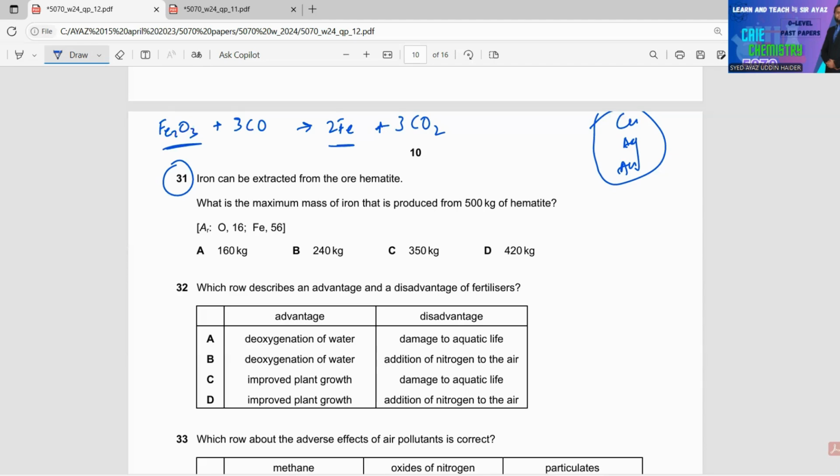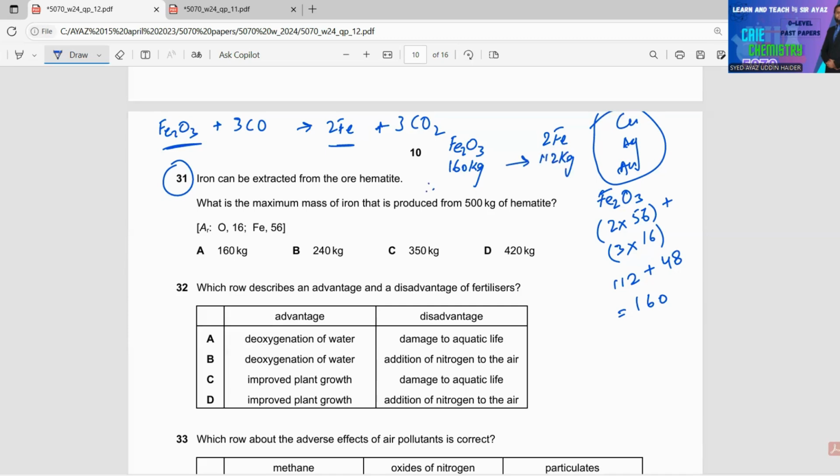So let's express the mass in kilograms for each of these moles. For Fe2O3, we have 2 atoms of Fe. So 2 will be multiplied by 56 for iron, plus 3 will be multiplied by the AR of oxygen, which is 16 in this case. So 2 multiplied by 56, 112, plus 3 multiplied by 16, 48. So it must be 160. So 160 kg of Fe2O3 gives 2 Fe, which means 112 kg of iron. Therefore, 500 kg gives X kg of iron.